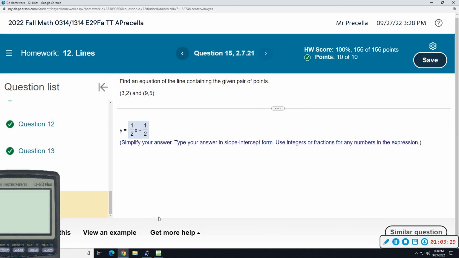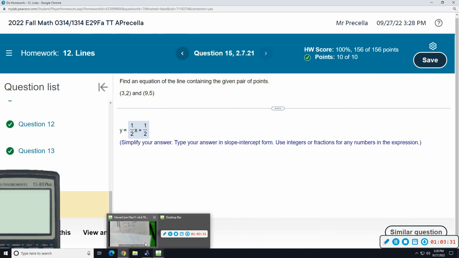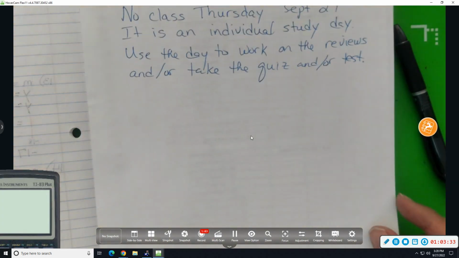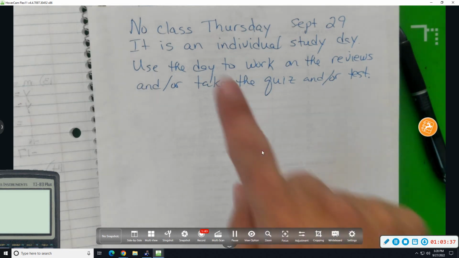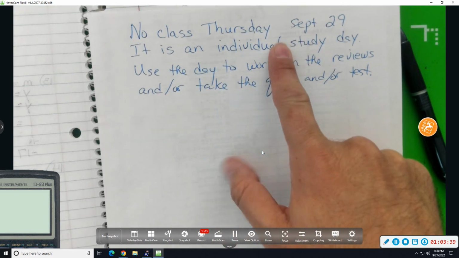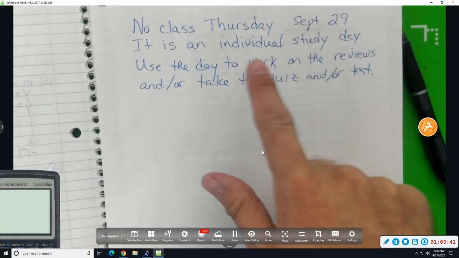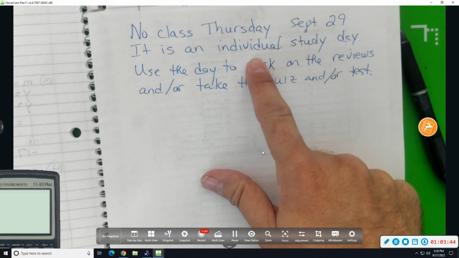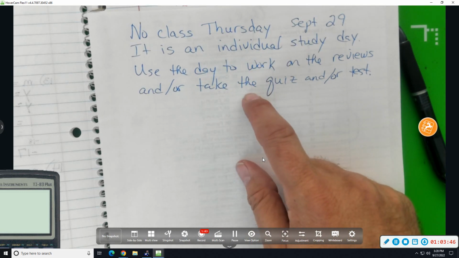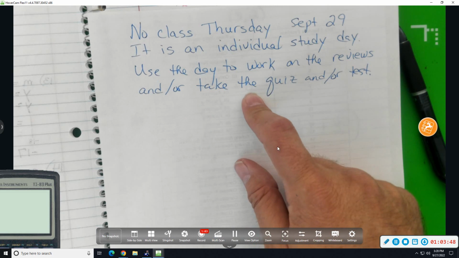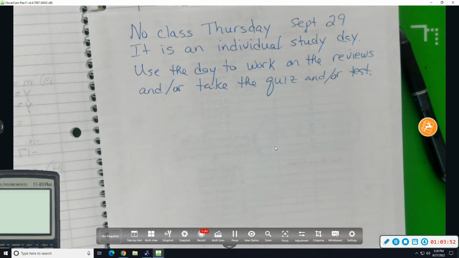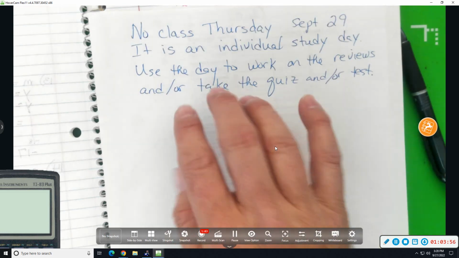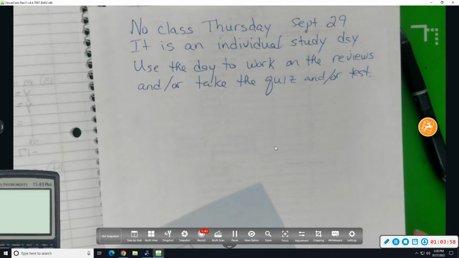Before y'all start leaving, let's go back over something we said at the beginning of class. No class Thursday, in 2 days. That's your individual study day. Use that day to work on the reviews. There's a review for a quiz and a review for a test. Some of you have already taken the quizzes or tests, but you've still got 2 days to work on that.